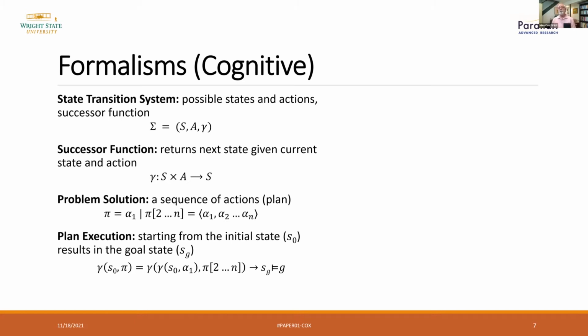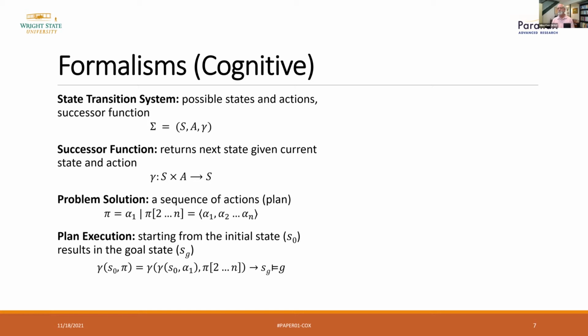We borrowed formalism that's notation used in the planning community, and we have there a state transition system, sigma, which is the set of all possible states, capital S, all possible actions, A, and a function gamma, which represents a successor function. This function takes a particular state and an action and then predicts what the subsequent state would be. A problem solution itself is pi. It's a sequence of actions, alpha 1 through n, and we can also have it in a notation similar to array notation, with a subsequence. Here alpha 1 is the head, the tail is the subsequence 2 through n.